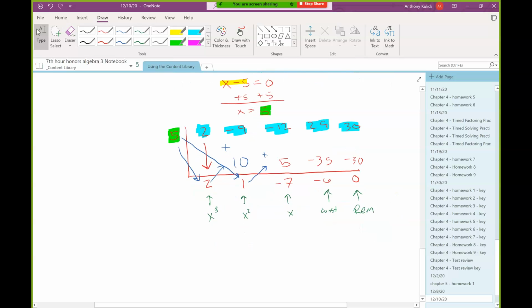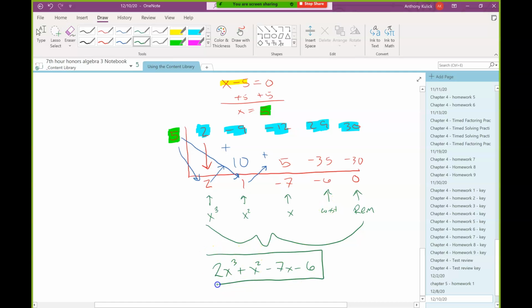So if we do this then, we'd say the answer is 2x cubed plus x squared minus 7x minus 6. And then we could write plus remainder over divisor, but since the remainder is 0, I don't need to do that. And we're done.